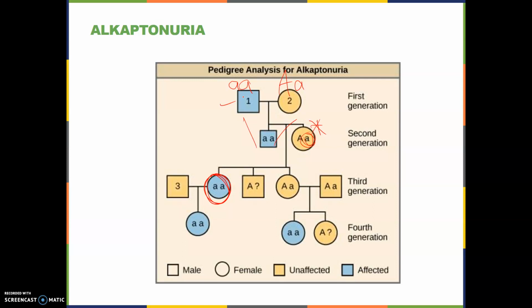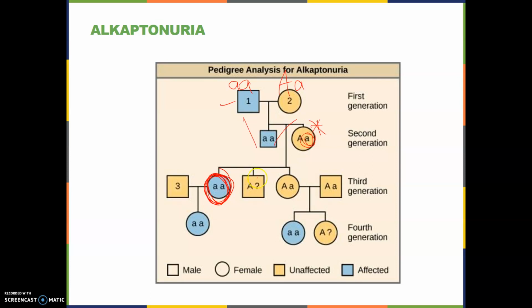So individual 1 and 2 had a son who we know is affected, who we know is little a, little a. And we also know the genotype of the woman he had children with is big A, little a, because they had 3 children. They had a child who was affected, so one of the little a's had to have come from the mother. And then they had a son who's unaffected and a daughter who is unaffected.